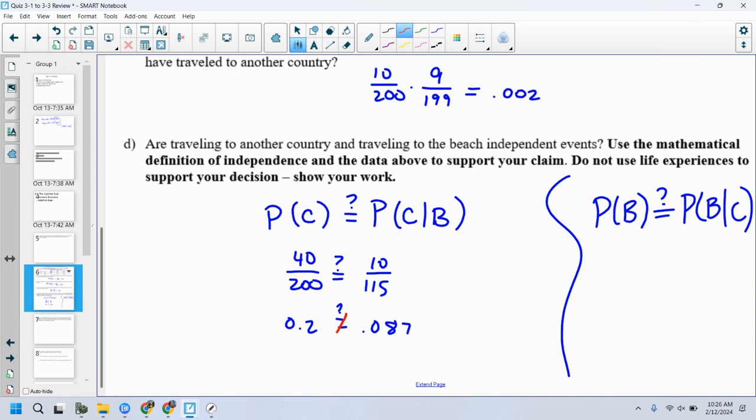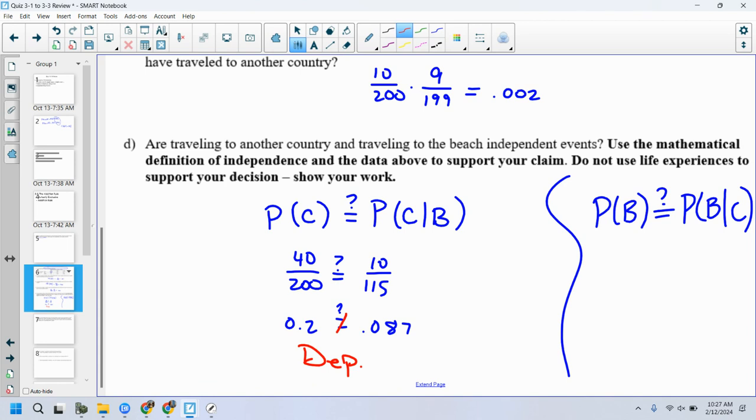Now, when I say that they are not equivalent, what does that mean? Independent or dependent? Dependent. If you can say that the two probabilities are equivalent, that means that one does not affect the other, right? So that would be independent. So since I have these as unequal, these are dependent events. And again, there's no opinion on that, right? I didn't use my opinions based on the probability of somebody traveling to another country or not. Those things are mathematically dependent on one another.